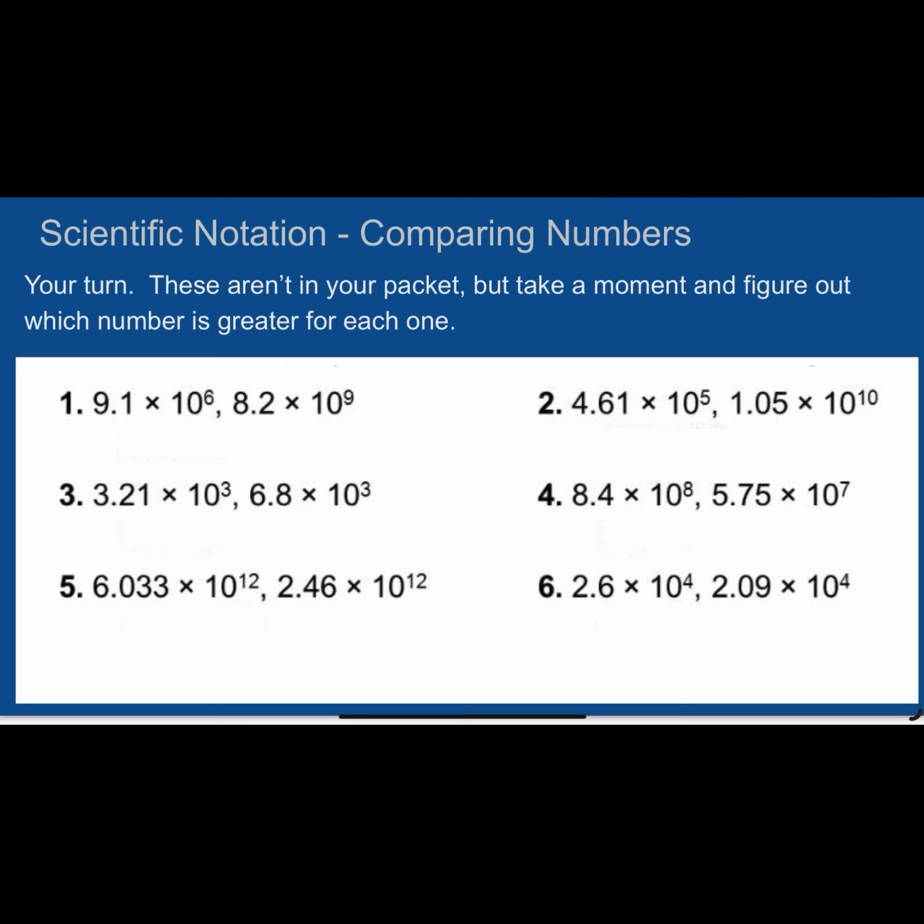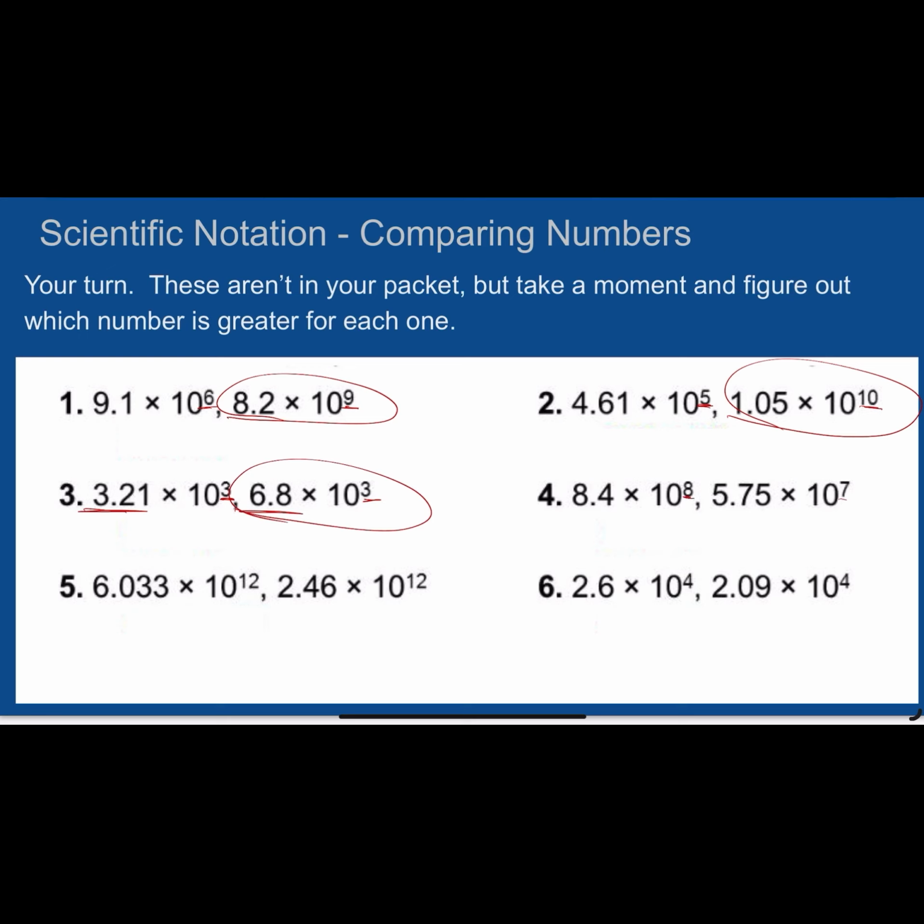Okay, so for number 1, we're going to start by looking at the exponents, and that tells us this one is larger. We're going to look at the exponents for number 2, and that one is larger. We're going to look at the exponents, and they are the same exponent. So now we're going to examine the factors, and that tells us that that one is larger.